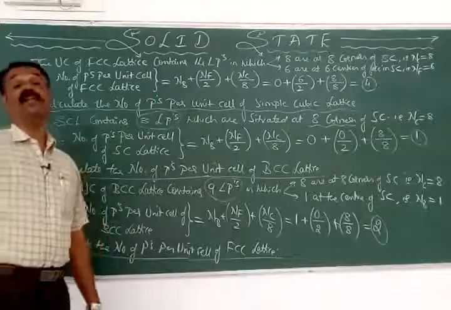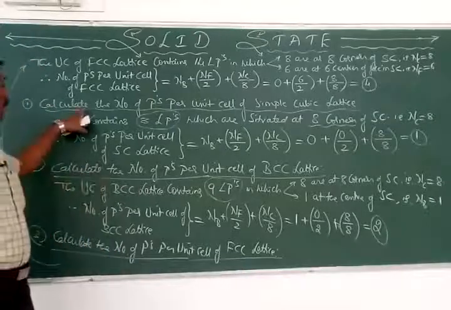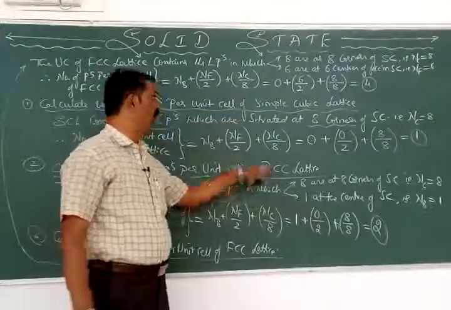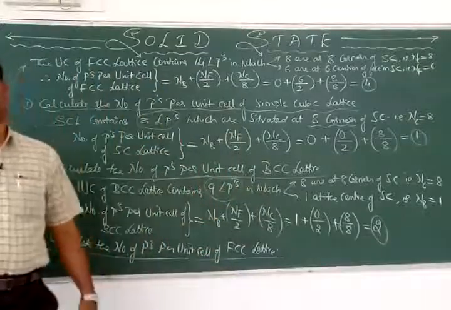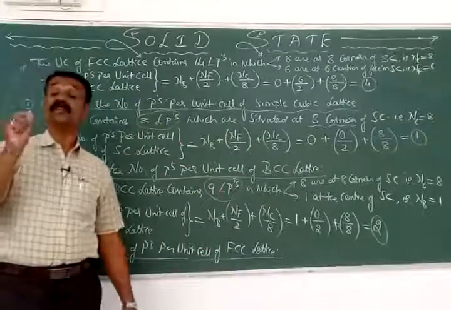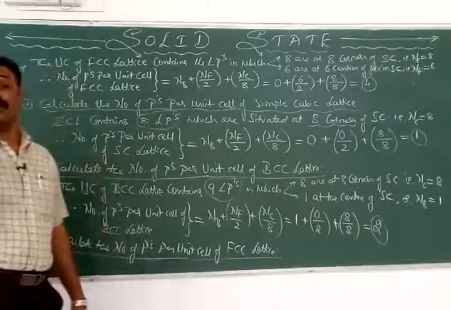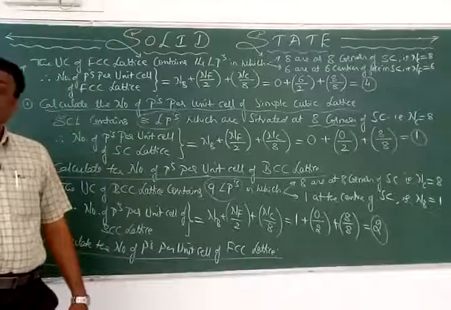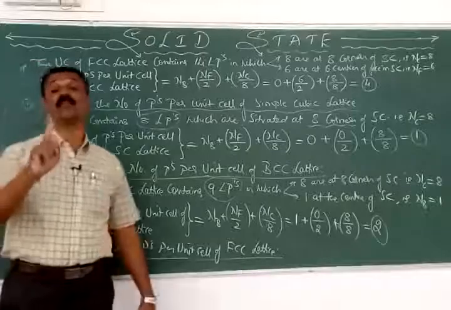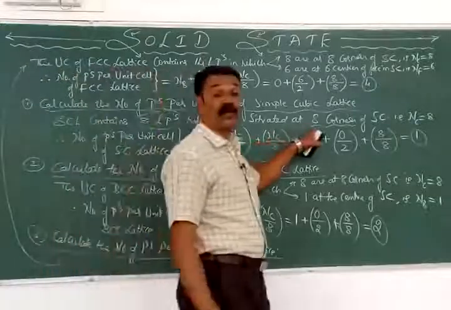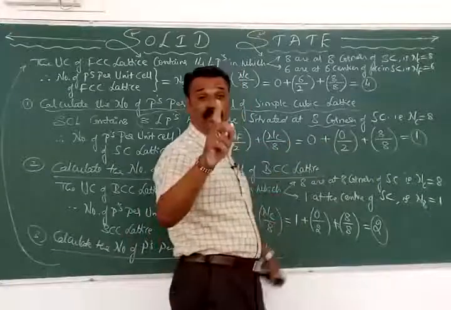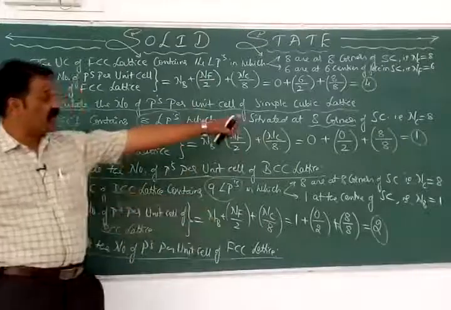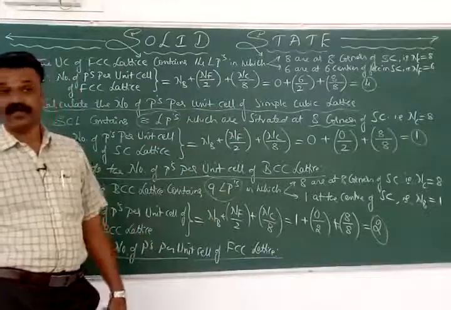Now, we have to calculate individually how to calculate the number of particles per unit cell of the 3 different types of cubic unit cells: the simple cubic unit cell, the body centered cubic unit cell, and finally the face centered. First, what is the simple cubic lattice? The unit cell of the simple cubic lattice contains 8 lattice points, in which all 8 lattice points, the particles, are situated only at their respective corners. That is why the NC value is equal to 8. Then apply the formula.